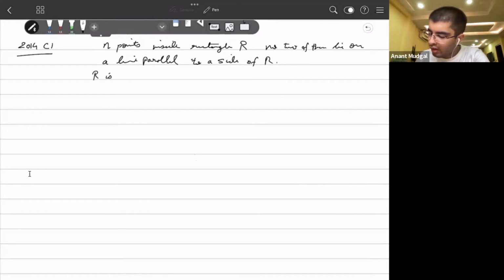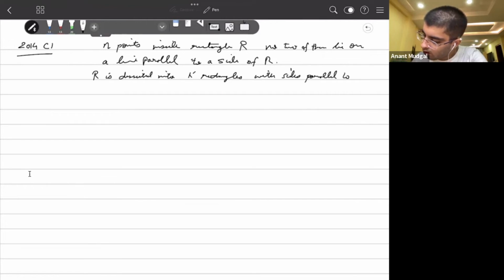Okay. So R is dissected into n+1 rectangles with sides parallel to R, such that no point is in the strict interior, I guess interior, but same thing.